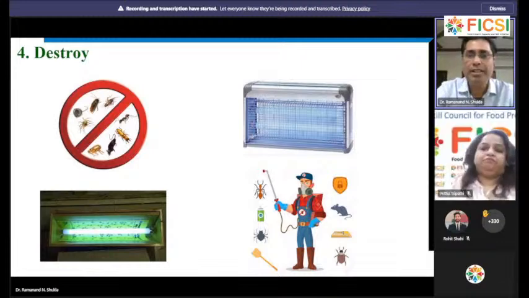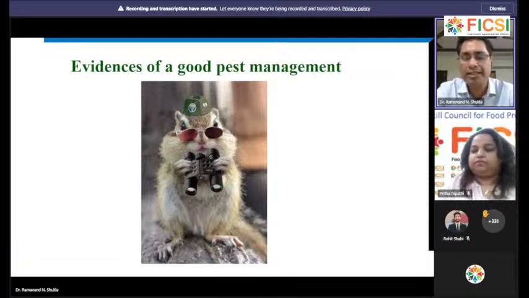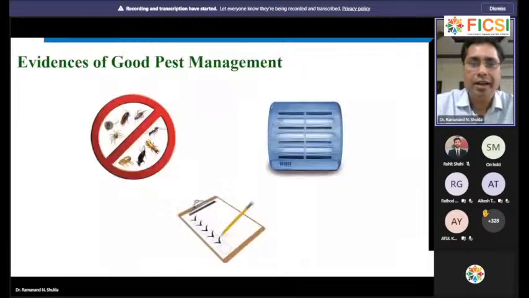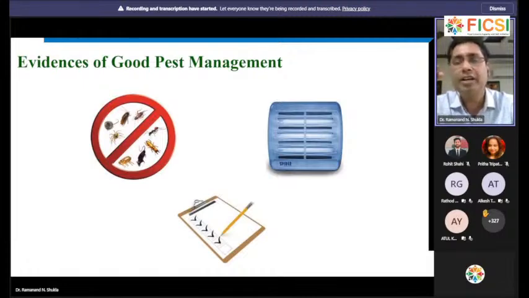Now, having understood these four Ds, what we also have to learn is what the evidence of good pest management is. When you have everything in place, what would help you know that your program is successful? There are three evidences. Number one, there would be no pests. One of the most severe audits conducted is by AIB, the American Institute of Baking. A sight of an insect or even bird droppings can lead to disqualification of the audit itself. It will disqualify a facility from audit, and there would be no audit happening. So the first evidence is that there would be no pests or no signs of pests.